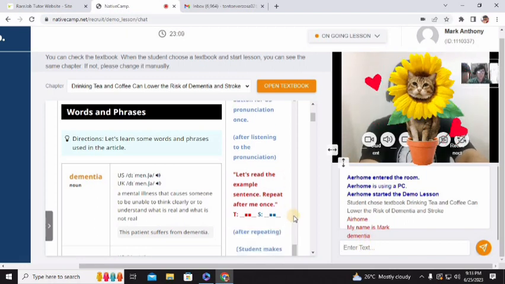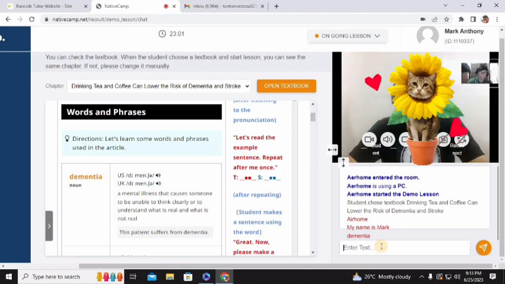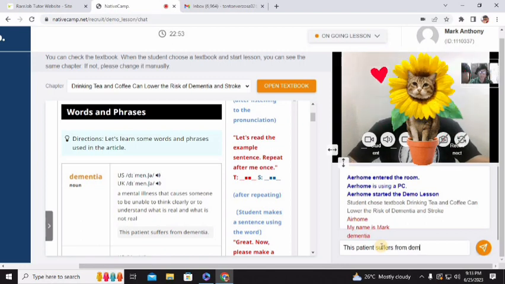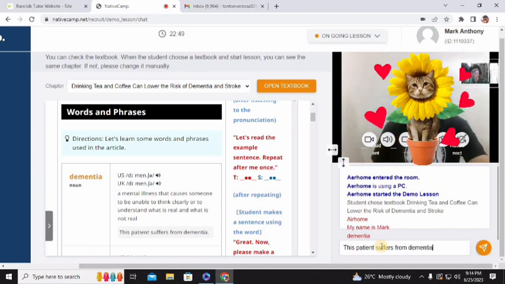Now let's read the sample sentence. Repeat after me once, okay? This patient suffers from dementia. This patient suffers from dementia. Okay, thank you so much. Now let's make a sentence using the word dementia. Can you give me a sample sentence, please?